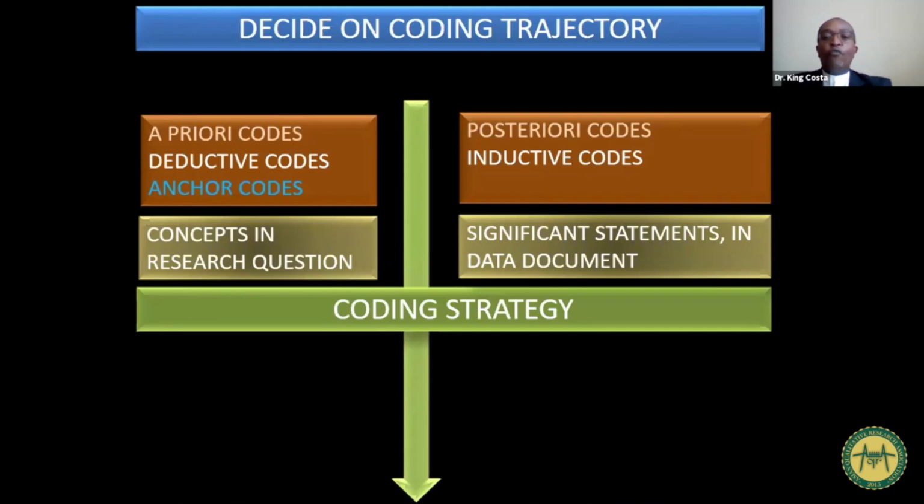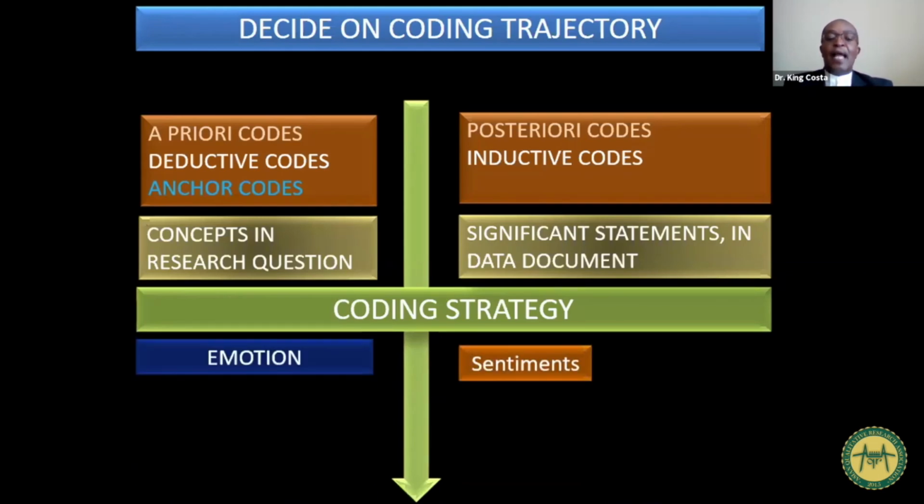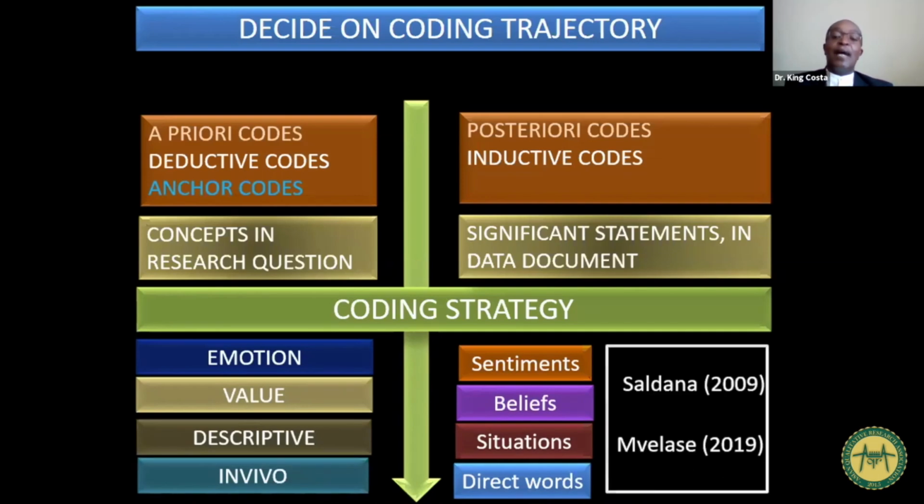So then you've got to decide on the coding strategy. And the coding strategy, as proposed by Saldana, I think they've got about 30 coding strategies in there. We seem to be, in our practice, seeing these 4 strategies coming out. Your emotion strategy, which really looks at the emotions that emerge from the data. It could be anger, it could be joy, it could be happiness, it could be frustrations, those emotions that keep on coming out of data.